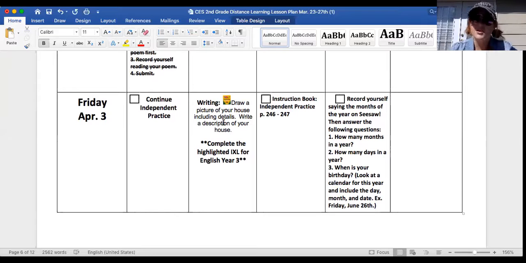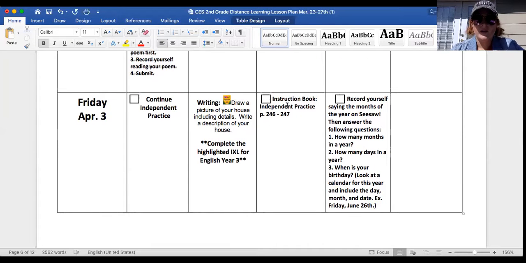Is it 1 story, 2 story? And do you have flowers in your yard? Do you have a chimney? Do you not have a chimney? There's so many things that you can include to help me visualize and use those describing words. They help people know exactly what you're talking about.